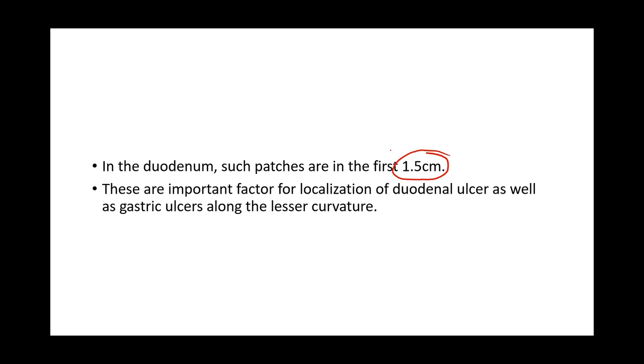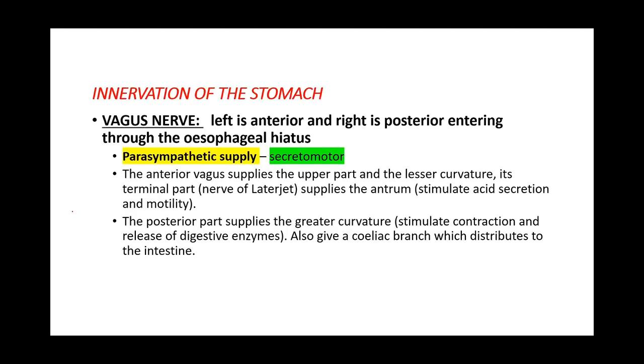And in due course, we'll see most of the ulcers in this first part of the duodenum could be anterior, posterior, or kissing ulcers. The anterior ones are the ones that likely perforate, and the posterior ones are the ones that likely bleed when they erode into the gastroduodenal arteries. These are important factors for localization of duodenal ulcers as well as gastric ulcers along the lesser curvature.